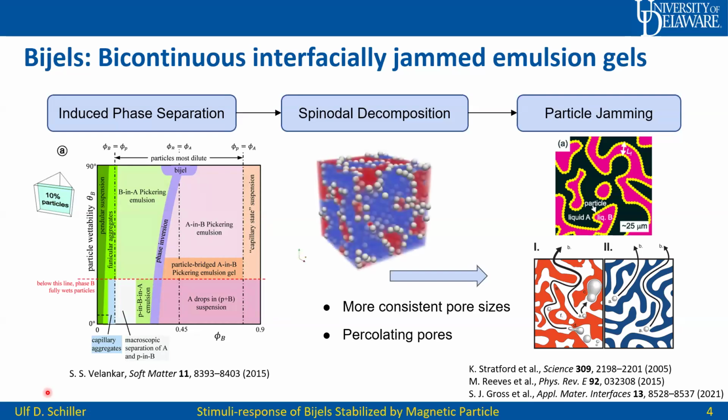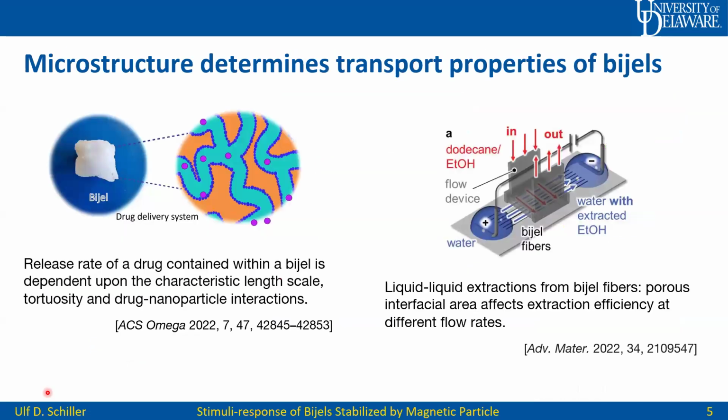All right, so here's an image which you've seen already. From the applications, we are particularly interested in tuning the transport properties. There are applications, for example, in drug delivery systems, where you use some of the phases that have formed as channels for transport. Depending on the morphology of the bigel, the transport properties may change. This can also be used in liquid-liquid extractions, where you use bigel fibers to maximize the interfacial area to separate different components.